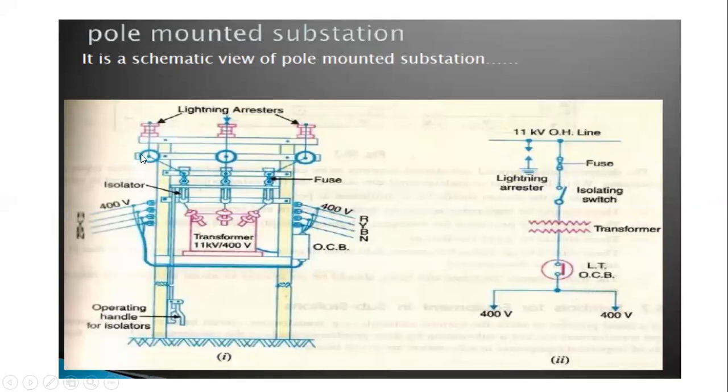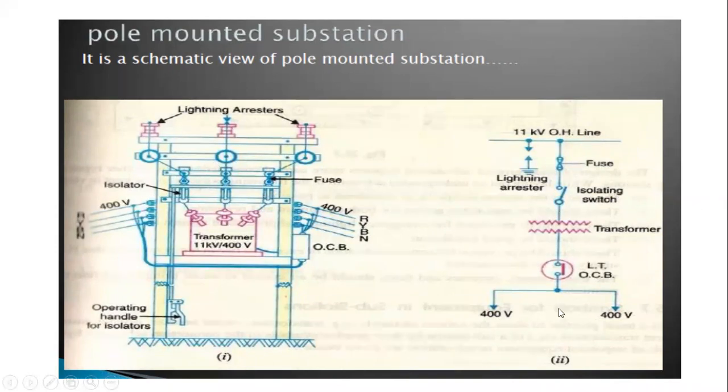This is the constructional diagram, or the schematic view, of a 4-pole or H-pole mounted substation. These are the 4 legs, and these are the 2 legs. In this we are using transformers, circuit breakers, isolating switches and lightning arresters. All the equipment will be placed on this pole. On this pole only we are designing the substation.